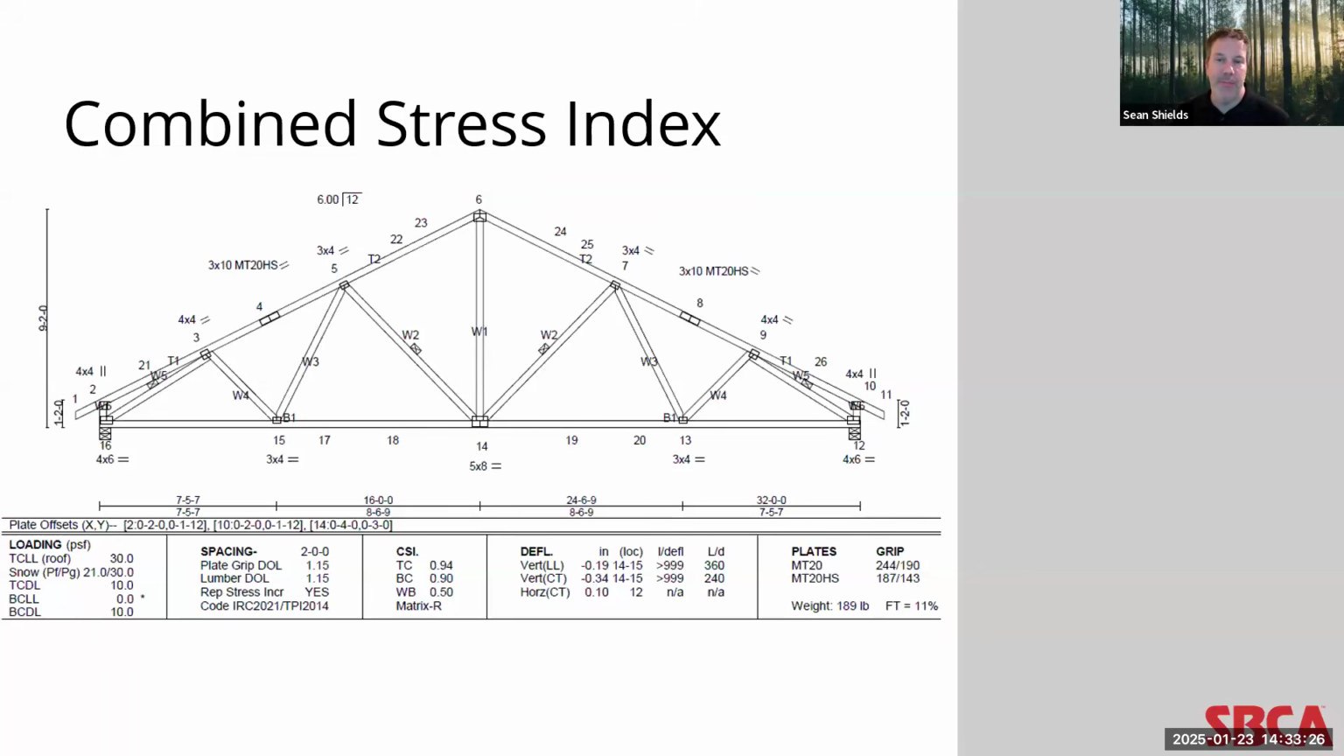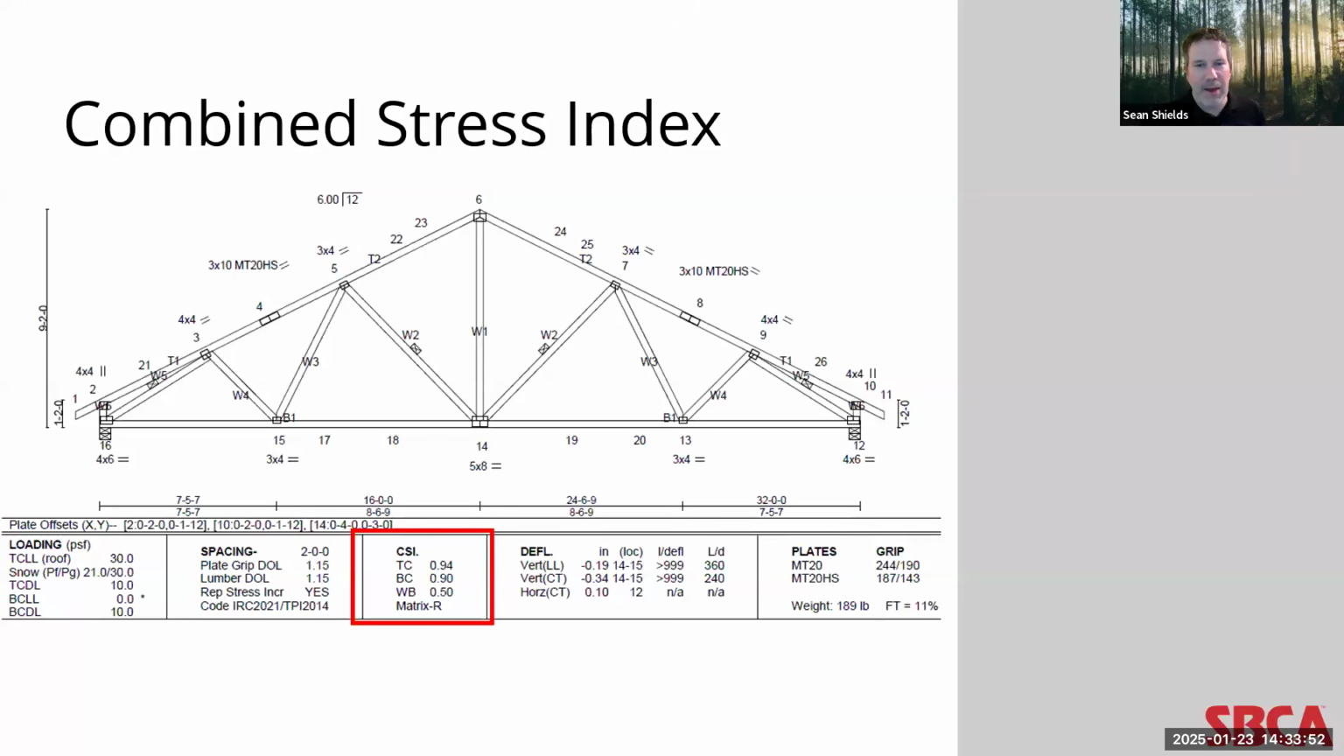Here's another example. On this truss design drawing, the CSIs are listed in the middle column, and the nomenclature is slightly different. But you see that the top chord CSI is 0.94. Again, that's pretty good. And the bottom chord CSI is 0.90. But the webs are only 0.50, so no gold star for this designer.